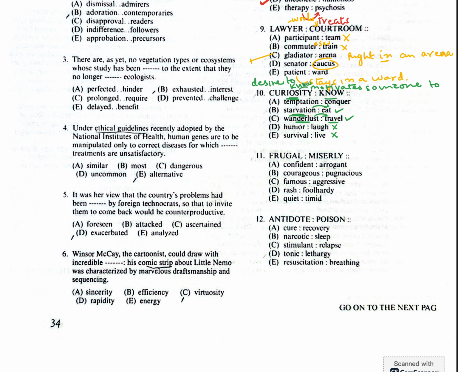And if we have a look at the option C, I can say that wanderlust is a desire to travel, right? So the most similar one would be C. It's a desire, right? A desire to know, that's curiosity, and a desire to travel, that's wanderlust. So the answer would be C.